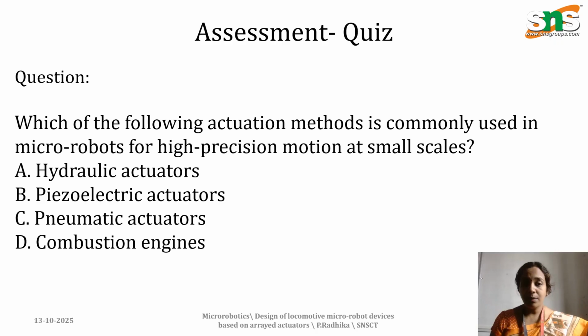So here we have the assessment. Which of the following actuation methods is commonly used in micro robots for high precision motion at small scales? If you know the answer, type it in the comment box.